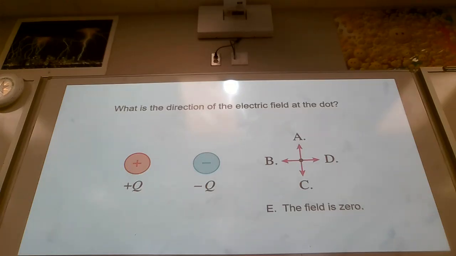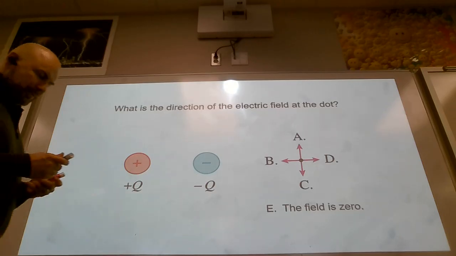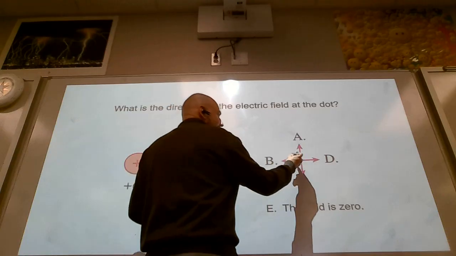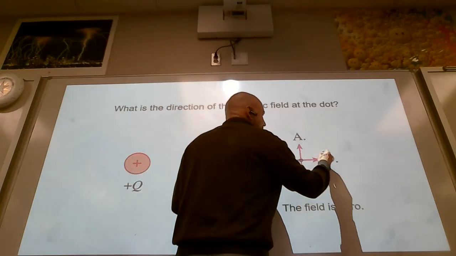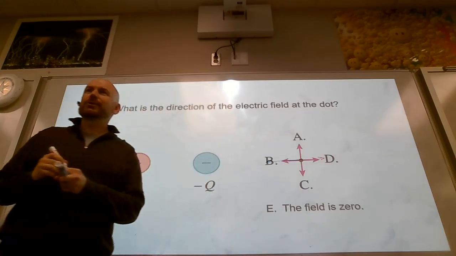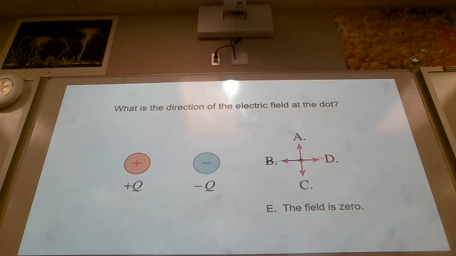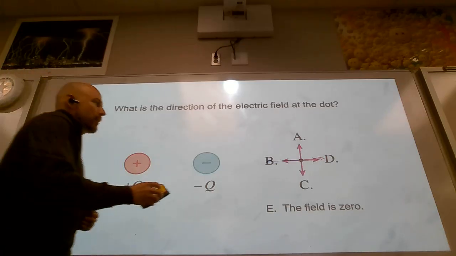Tell your neighbor. Oh, wow. That was beautiful. Okay, everybody good with B? Bouncing buffaloes. Okay, from the negatives going this way, positives going this way. It's closer to the negative, therefore it's stronger, and that field is going towards it.